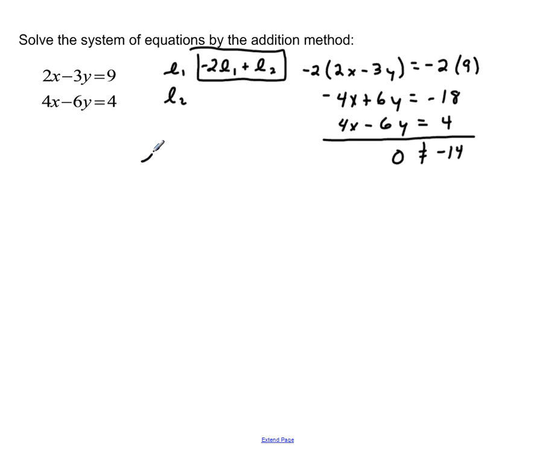Well, in this case, we're going to have to say it's an inconsistent system. Inconsistent system. And the conclusion that we would reach here is that there is no solution at all.